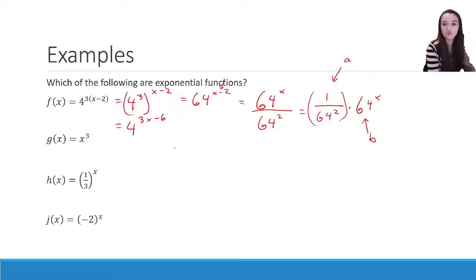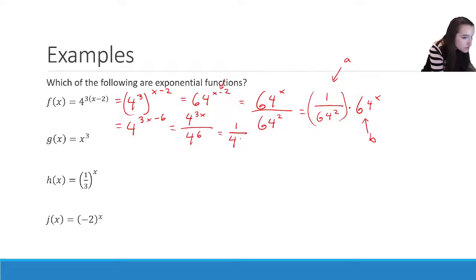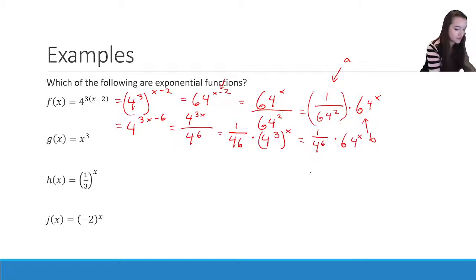If we had instead started from 4 to the 3x minus 6, we would have done this separation 4 to the 3x over 4 to the 6th. So that's going to be 1 over 4 to the 6th times 4 cubed to the x. Oh, that should say 4 to the 6th, not 46, so careful there. Which equals 1 over 4 to the 6th times 64 to the x. Once again, 4 to the 6th and 64 squared are the same number. If you check that in a calculator, you'll find that's the same number. So, works out either way. But the point is we have our a and we have our b. And there's more than one way we can get there.